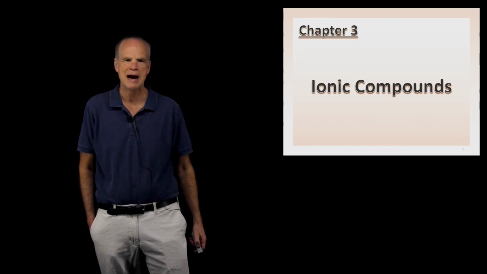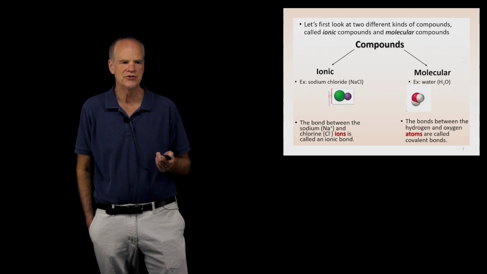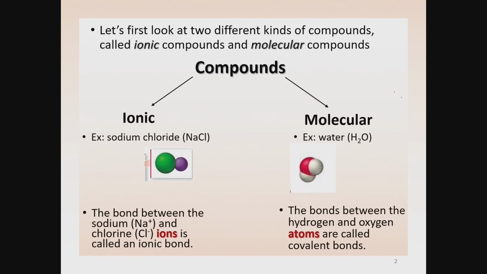And so now we're in chapter 3, which is a description of ionic compounds. First I want to increase this slide and talk a little bit about what compounds are. You might recall a compound is a molecule that has two different kinds of elements bound together. One of the things you're going to learn is that there are two different kinds of compounds: ionic compounds and molecular compounds.